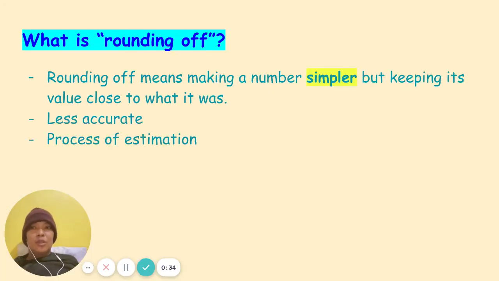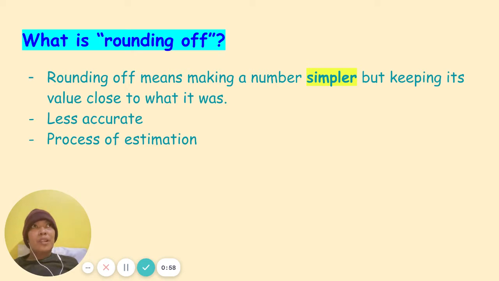Okay, so what is rounding up? Rounding up means making a number simpler, but keeping its value close to what it is. So simpler means maybe shorter or smaller sa paningin. But the value is close to its original. So this is less accurate, more or less, but this is nearer.